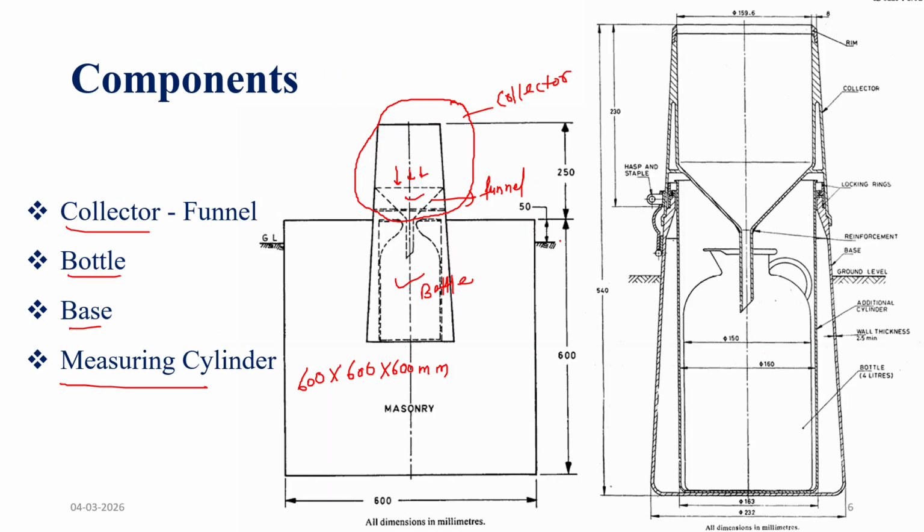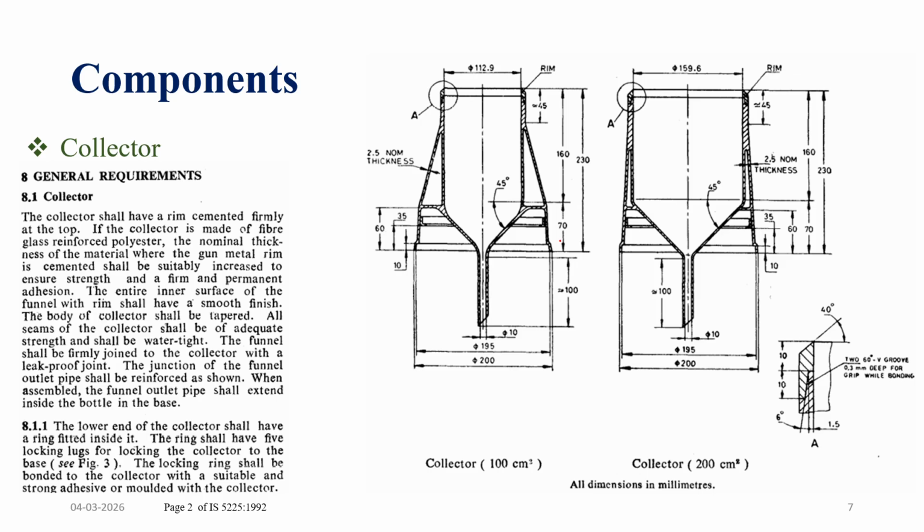So here in detail, if we talk about this connector, the collector is the exposed upper part that intercepts rainfall. This is also called the collector funnel assembly. The inner surface of this collector must be smooth, with adequate strength and a watertight arrangement. At the bottom, it narrows into a funnel outlet pipe which extends inside the bottle.